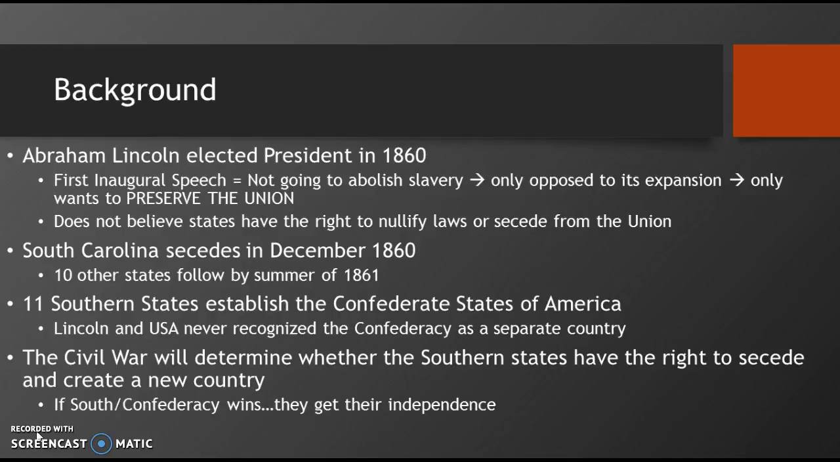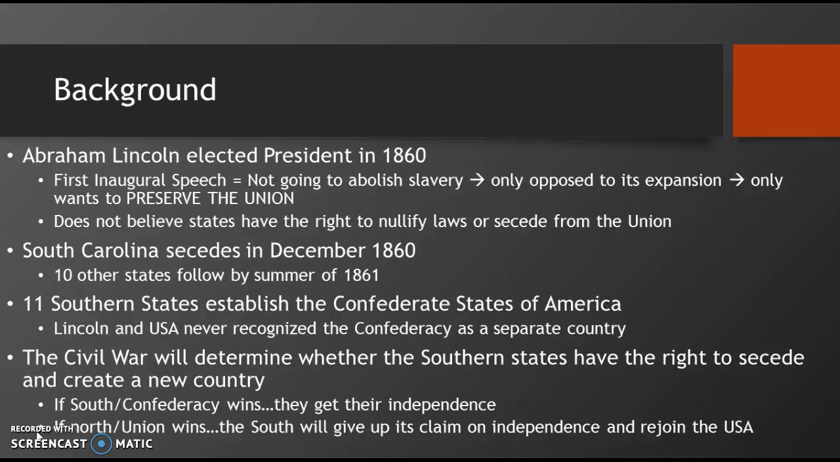That's what they're fighting over. So if the South or Confederacy wins, they will get their independence, just like the United States did from Great Britain. However, if the North or Union wins, the South will have to give up its claim on independence and rejoin the United States. So that's really what the war is about. The North is fighting to keep the Southern states in the Union. That's the main goal. First, for them, it wasn't all about slavery. It was about keeping the United States together.